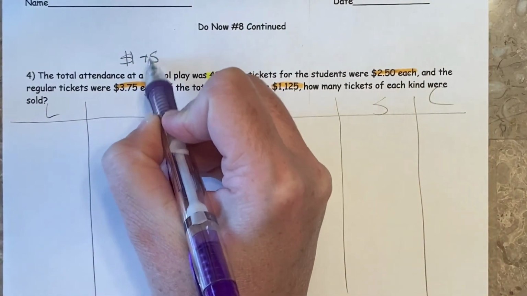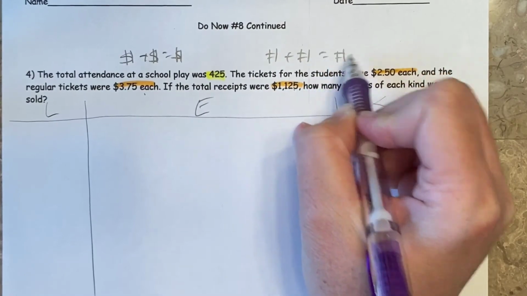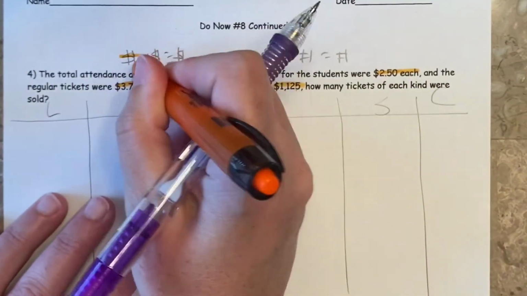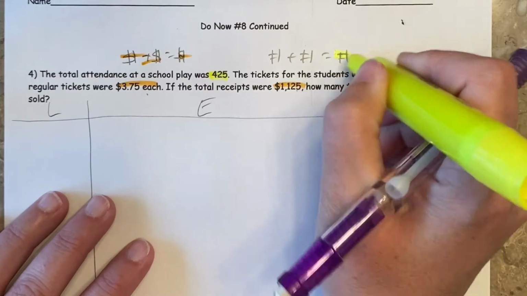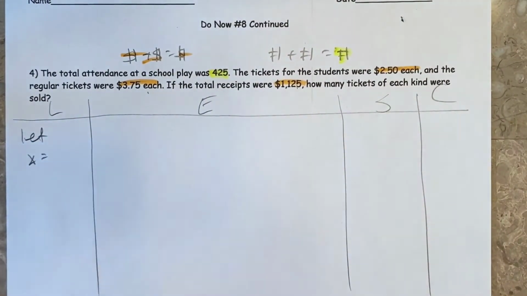Remember, I always say this: money plus money equals money. That's my favorite thing to say. And then number plus number equals total number. So all of these will be used for that equation, and then that will be used for this equation. You guys should be awesome at this. We've done this so many times.